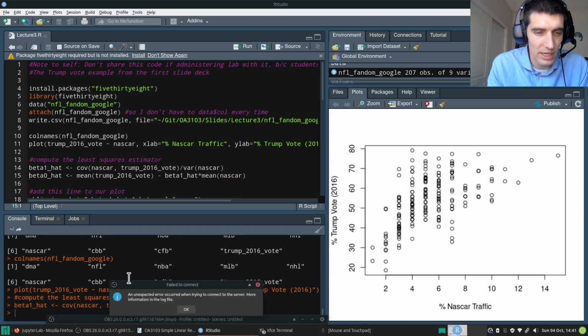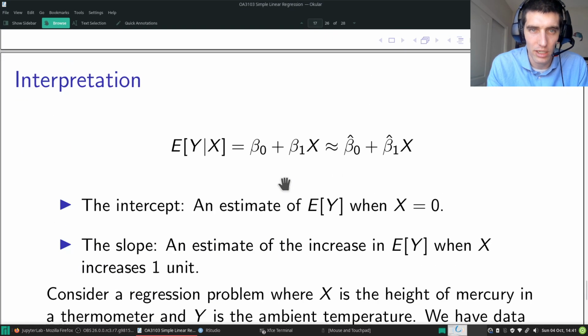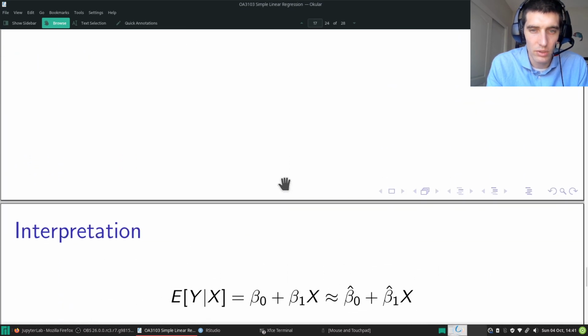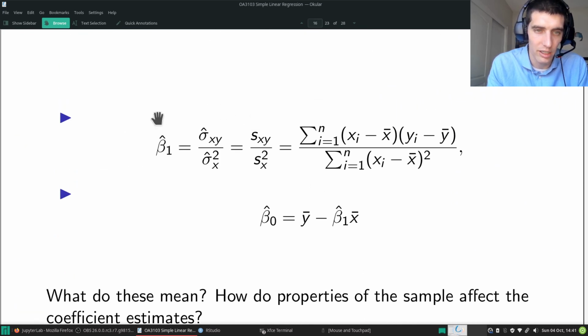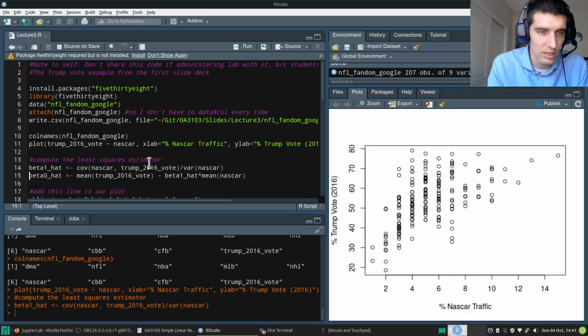Once I have beta 1 hat, let me just pull this up real quick so we can remind ourselves. I'm finding beta 1 hat as this expression, and then for beta 0 hat, I can plug in beta 1 hat and the sample means of x and y. So this is the sample mean of y minus beta 1 hat times the sample mean of x. So I can do that. This is beta 0 hat.